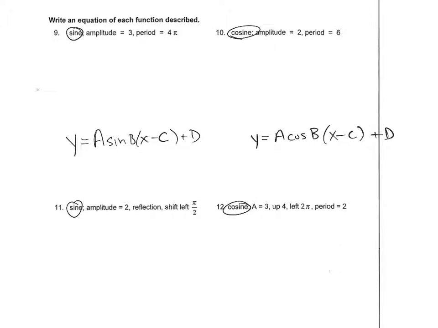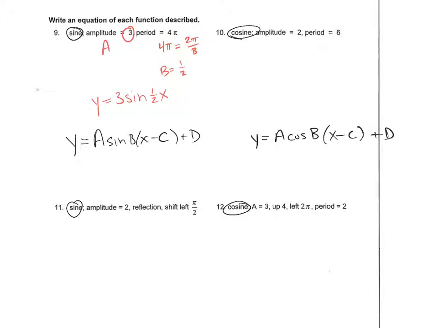All right, so let's look at number 9. So I have an amplitude of 3, so that is A. My period is 4 pi, so 4 pi equals 2 pi over B. So B must equal 1/2. And that's all I have, so C and D are not there. Okay, so I have y equals 3 sine, and then I don't need the parentheses because C doesn't exist and neither does D. All right.